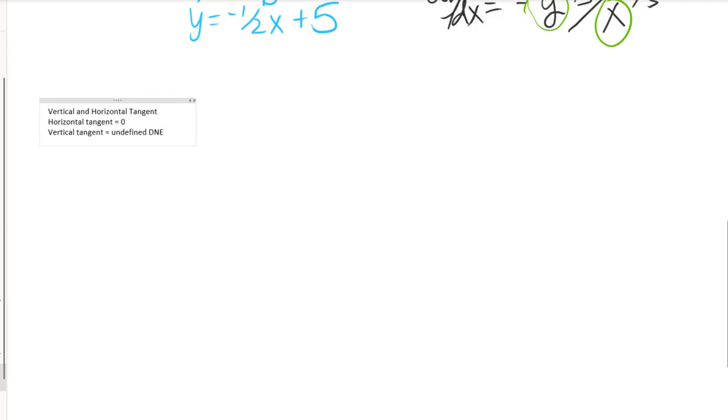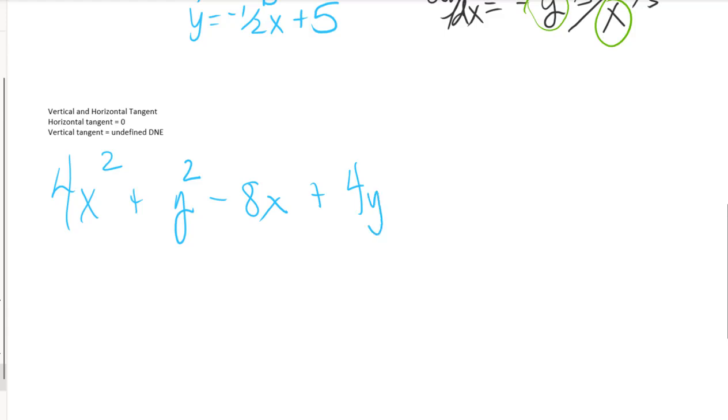So let's try a problem. Hopefully I don't make any errors with my positive and negative numbers here. So I have 4x squared plus y squared minus 8x plus 4y plus 4 equals 0. If you look at this, going back to pre-calc and algebra 2, this is actually an ellipse again.